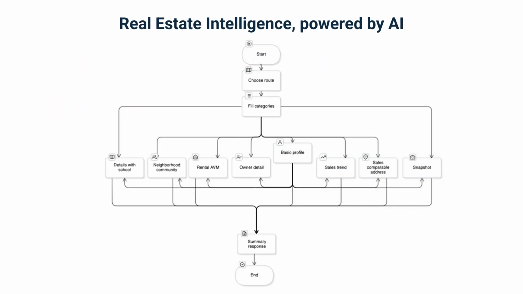This diagram shows how intelligent routing and data enrichment work in a property workflow. It starts with Choose Route, which directs the flow based on user input or logic. Then, Fill Categories captures user data. If key info is missing, Basic Profile fills in the gaps to ensure smooth API calls. The enriched data is then sent to various API blocks like school, neighborhood, rental AVM, owner details, sales trends, sales comparable address, and snapshot, each fetching specific property insights. Finally, Summary Response compiles everything into a complete and accurate output for the user.